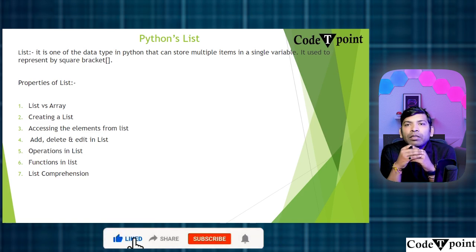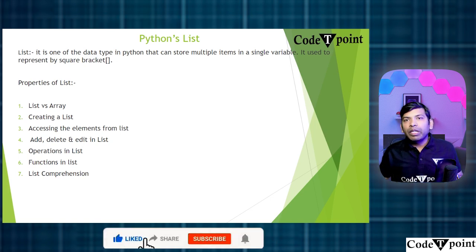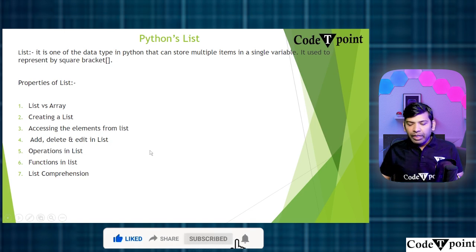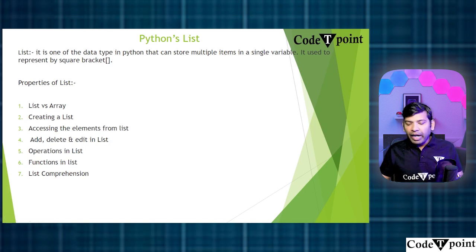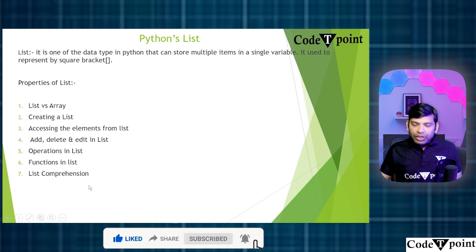To represent a list, we start with a square bracket and then we place elements inside it. Today we are going to cover some topics: list versus array, creating a list, accessing the elements from the list, add, delete and edit in the list, operations in the list, functions in the list, and the last one, list comprehensions, which we will cover in a separate video. But this is also a very important topic from the list point of view. So let's go and start it.